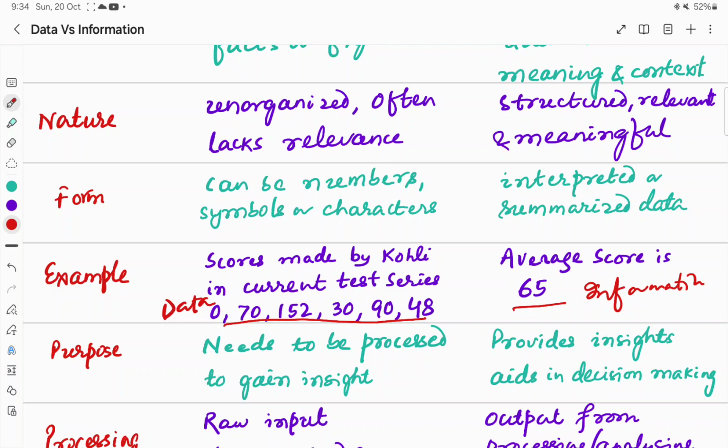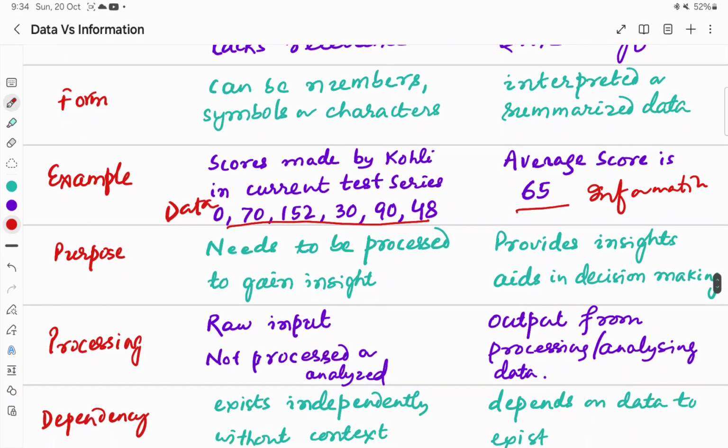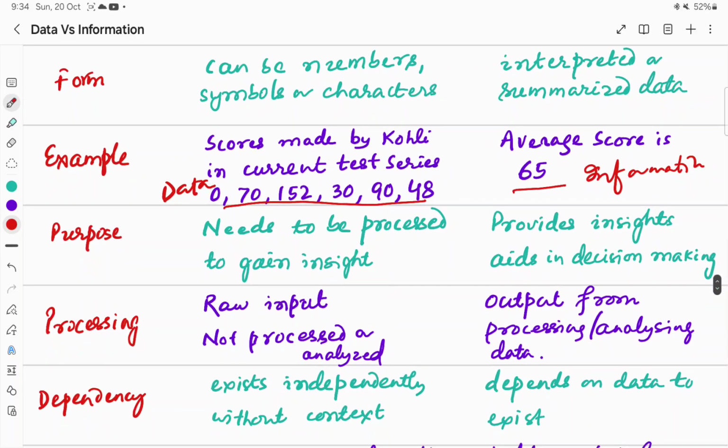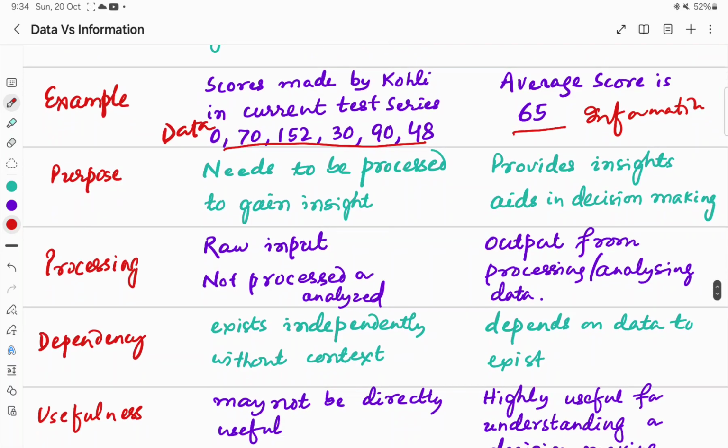Then we will compare them and then we can say who is the best batsman in this test series. Then purpose: the data needs to be processed to gain insight because it is raw, whereas the information provides insights and aids in decision making. Processing: data is nothing but the raw input, not processed, not analyzed. Information is the output from the processing or analyzing of data.